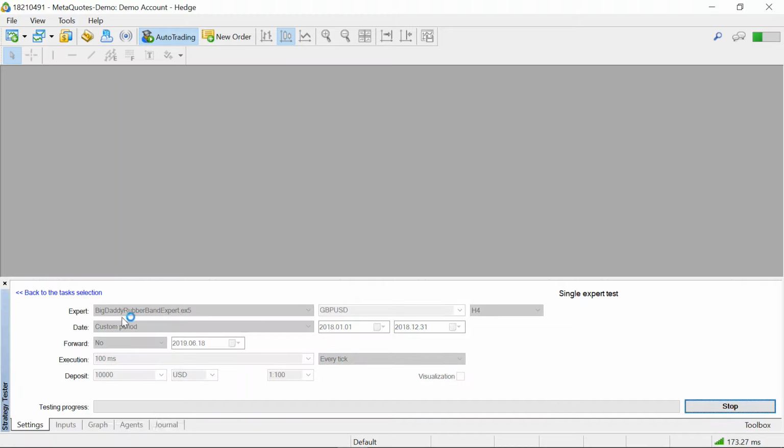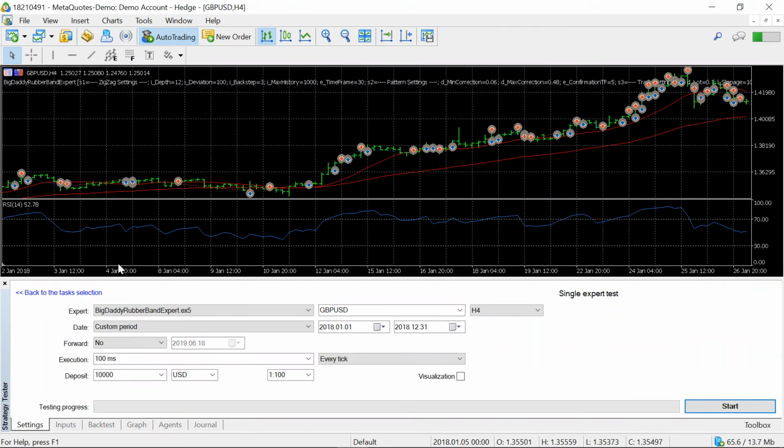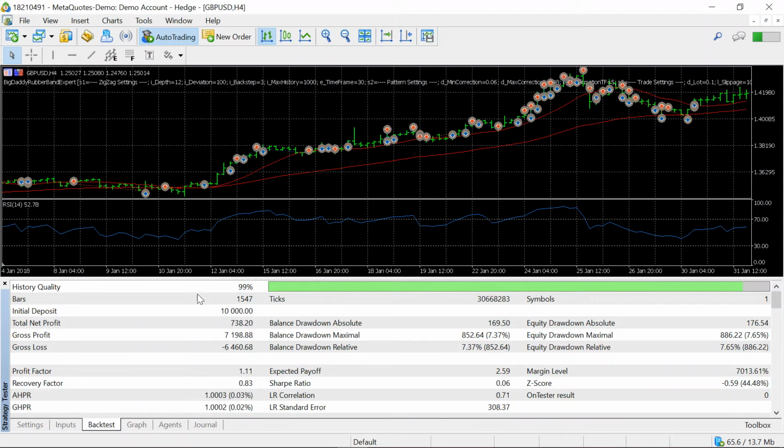To start it off, Big Daddy Rubber Band Expert is a combination of multiple signals, specifically the SJY signal, the double top and bottom, the head and shoulders, as well as the moving average signal. Okay, so right here you can see a bunch of trades have opened. Let's go to the back test and really dig into that.